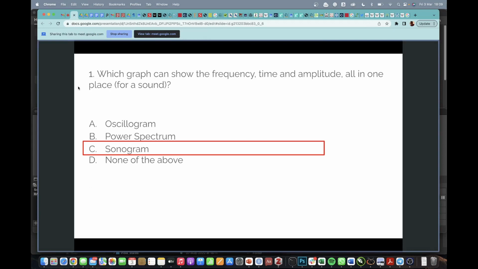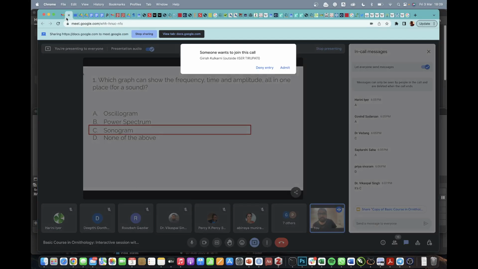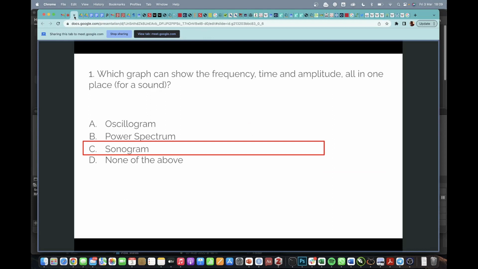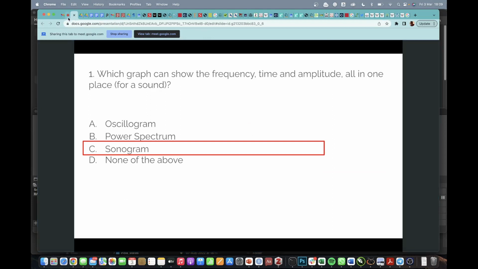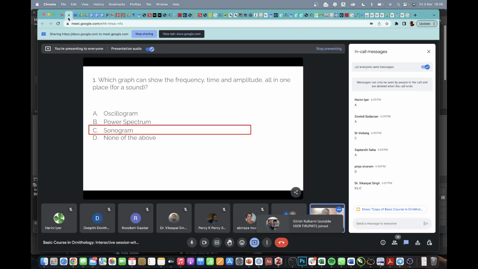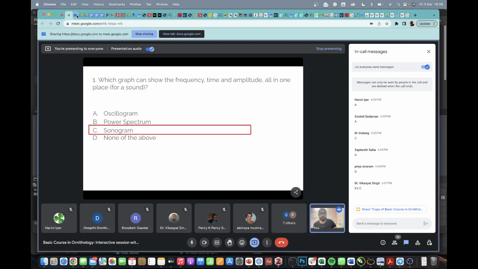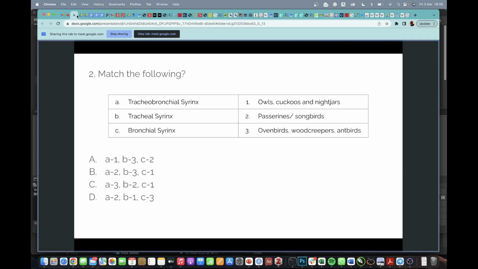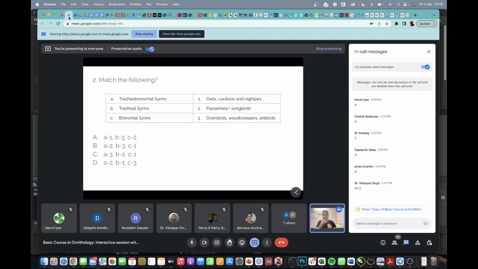I think we can do it in Excel as well. I have been taught to do it in Excel, but I can't repeat it right now. But if someone reads through it, I think we might be able to get a spectrogram out of it. Yeah, the second question is on the screen.